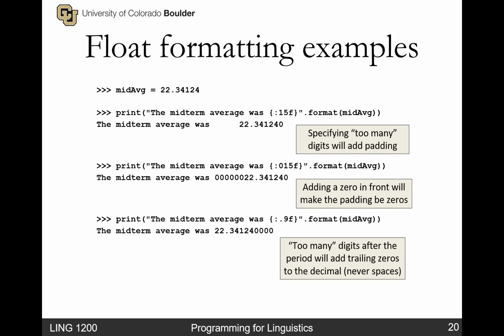So, too many digits after the decimal point. Specifying more digits than you have after the decimal point in the number is going to pad that with trailing zeros, never with spaces, by the way.